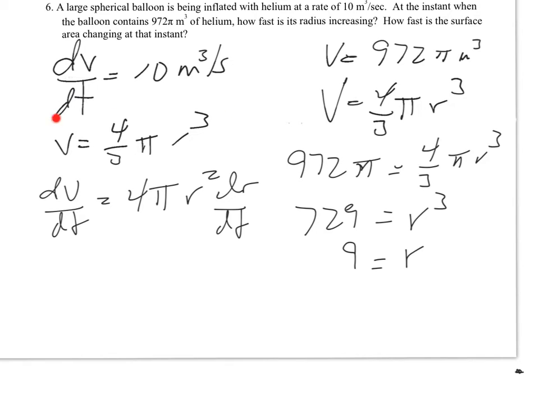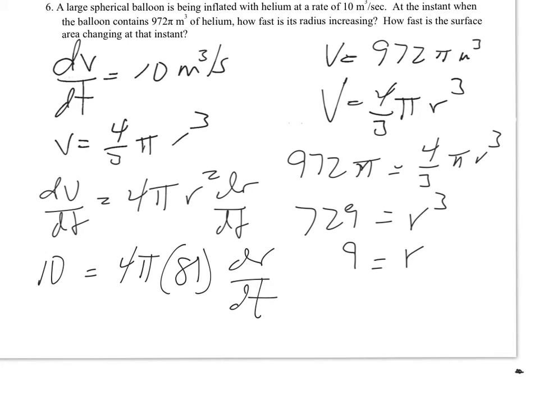When we take our volume formula and we differentiate it, or I take the derivative of it, we get dV/dt is equal to 4 pi r squared dr/dt. So now we're going to plug in the values that we know. dV/dt is equal to 10, r is equal to 9, so we get times 81, and we're going to solve that for dr/dt. So when you divide by 4 times 81 pi, you get 10 divided by 324 pi, and that is dr/dt. Now we're going to need these values when we do our surface area.